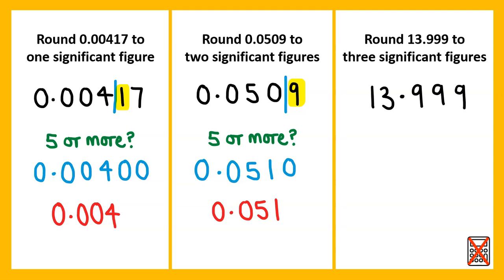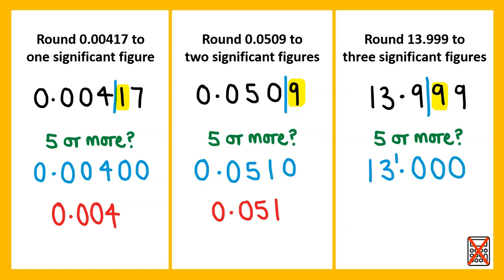Lastly, we're rounding 13.999 to three significant figures. My first significant figure is the 1, the second is 3, and my third significant figure is this 9. Put my rounding line after the 9 and decide whether the next number is 5 or more. So I need to add 1 to the 9 before the rounding line, which will change this to a 10, meaning I need to carry 1 over into the next column, and everything after the line will change to zeros. So my final answer can be written as 14.0 or 14.